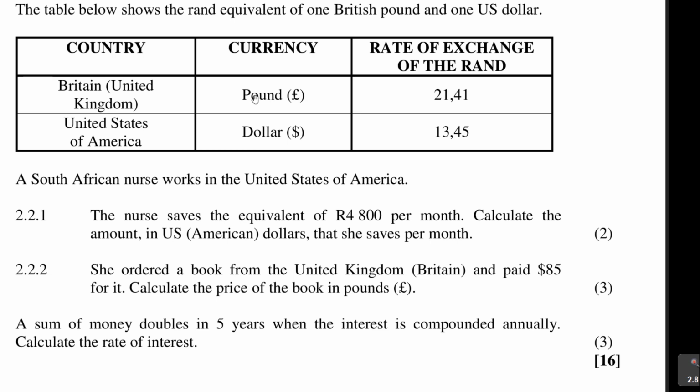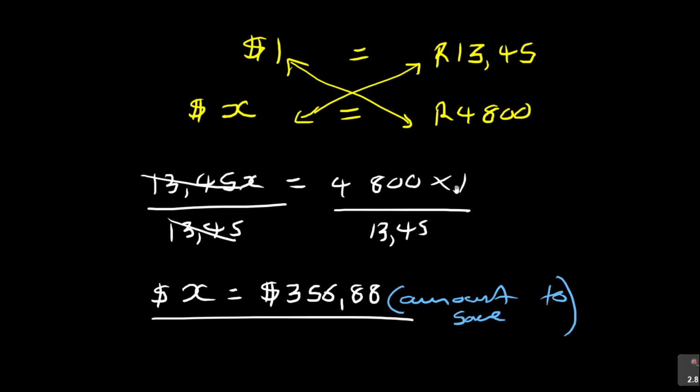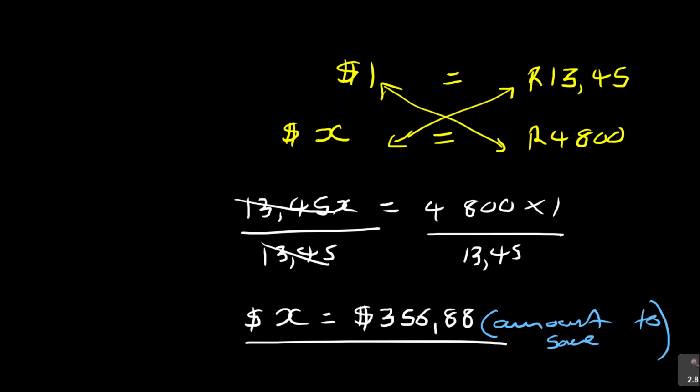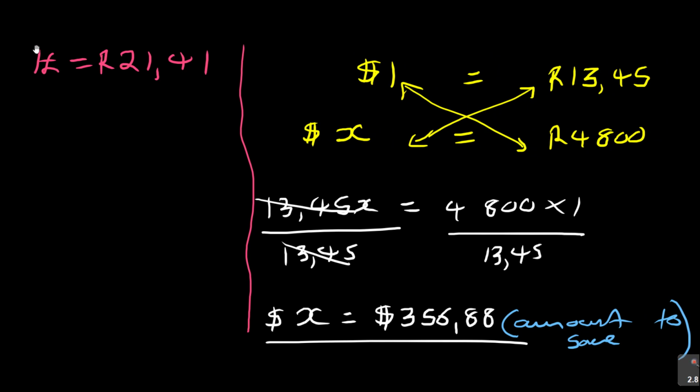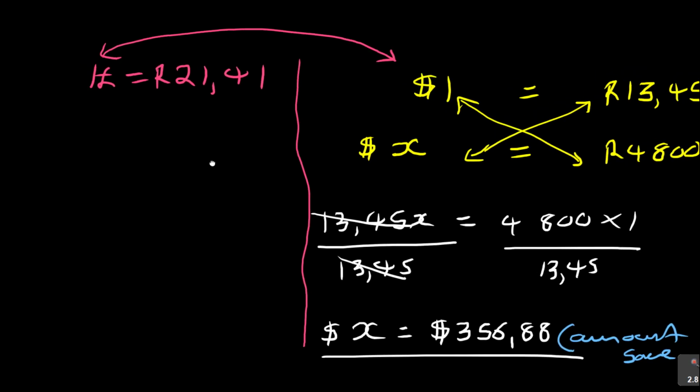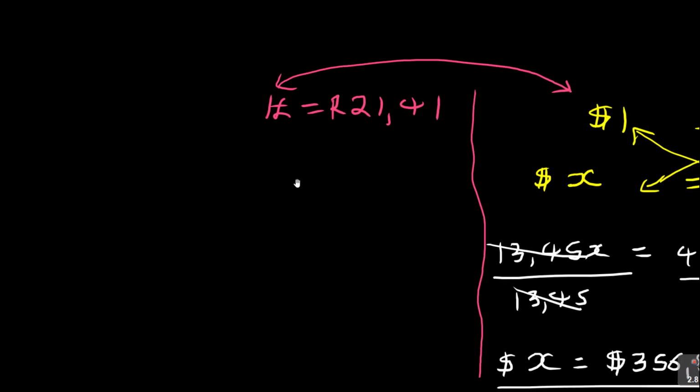So let's put in the pound. 1 pound is equal to 21.41 rand. I like this part when they give you 2 exchange rates against the rand, but they want you to find the relationship between the pound and the dollar. That's what you're actually struggling with here, or what they're trying to catch you up on. So there are 2 things that you can do at this stage.